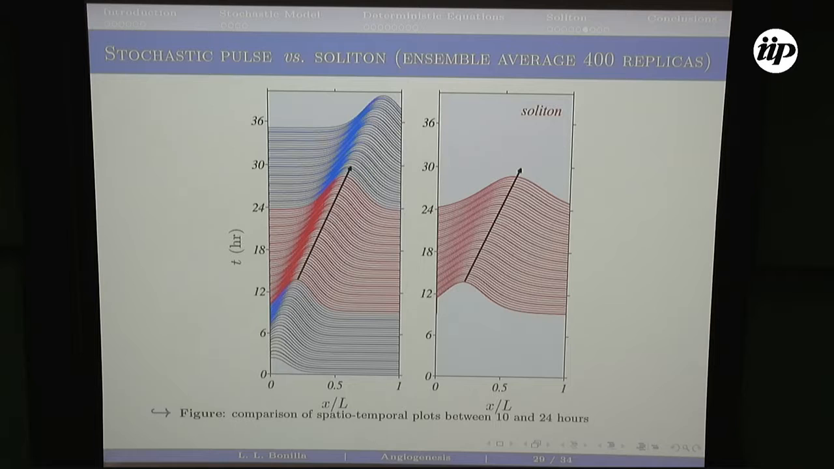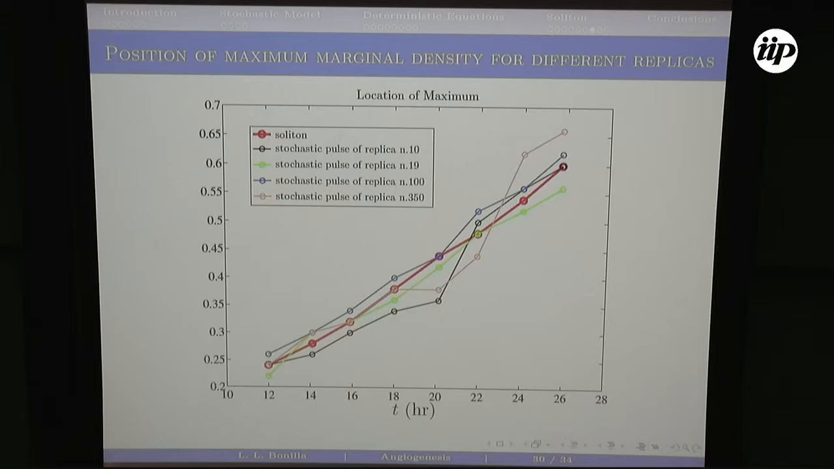Of course, the other thing, and this was a surprise, is how good is this? Because you are taking ensemble averages over many replicas, and this simply doesn't work for a patient. But it turns out that the trajectory of the soliton describes the center of mass of the angiogenic network. Therefore, by following that, you have an idea about what is going on. This center of mass is a self-averaging quantity that gives you the same answer with one replica as with the ensemble average.